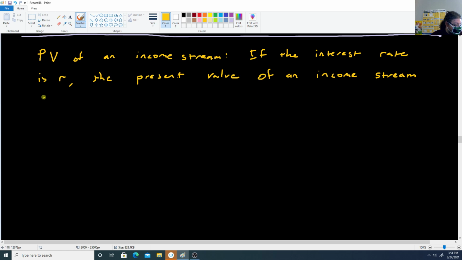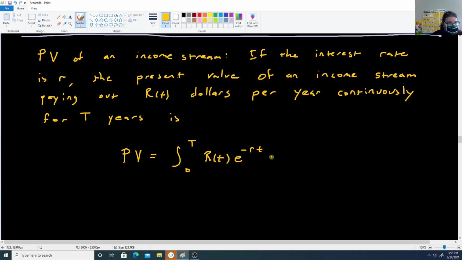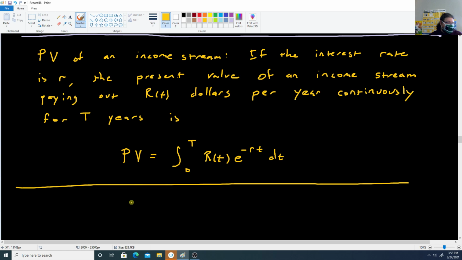paying out R of T dollars per year continuously for T years is, so here's our equation, the integral from 0 up to T of R of T e to the negative RT dt. So this is the present value of an income stream.